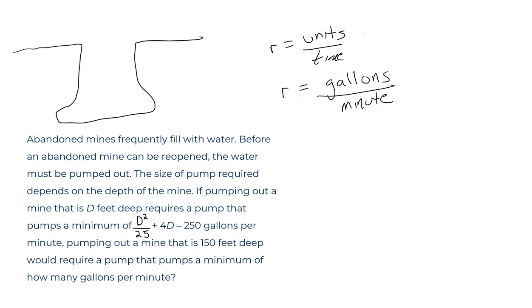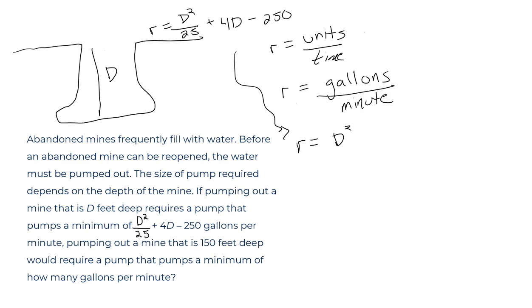And we're given a formula for rate. Rate equals D squared, where D is the depth in feet, from the top down to the bottom of the mine, over 25, plus 4 times D minus 250. So let's write that down here. Rate equals D squared over 25 plus 4 times D minus 250.